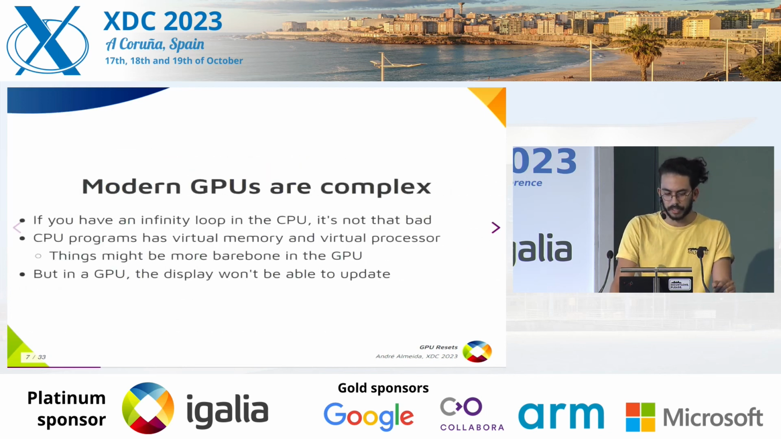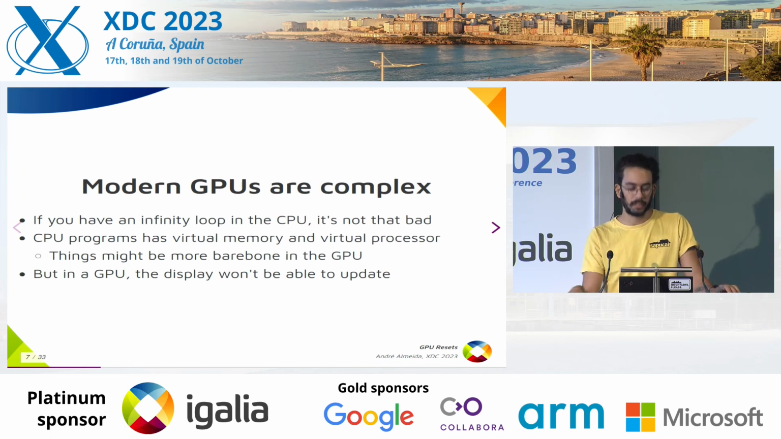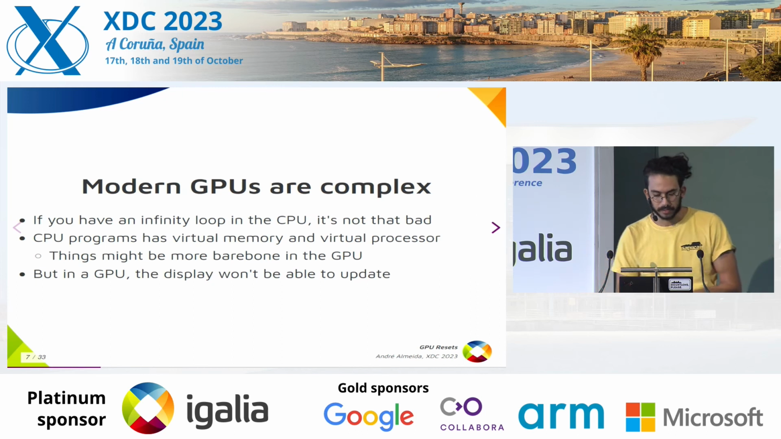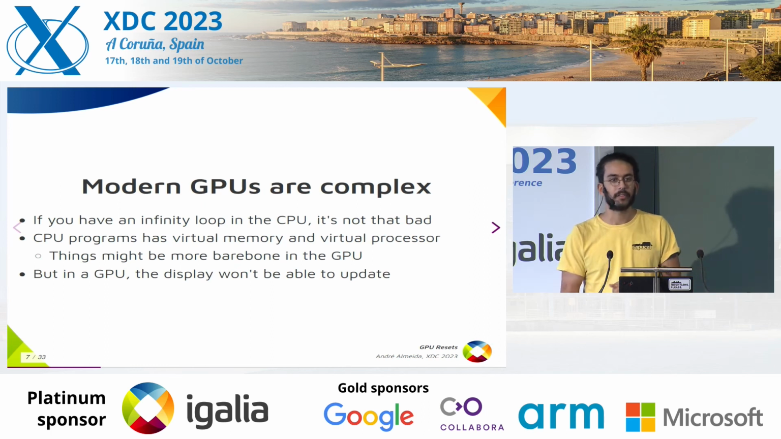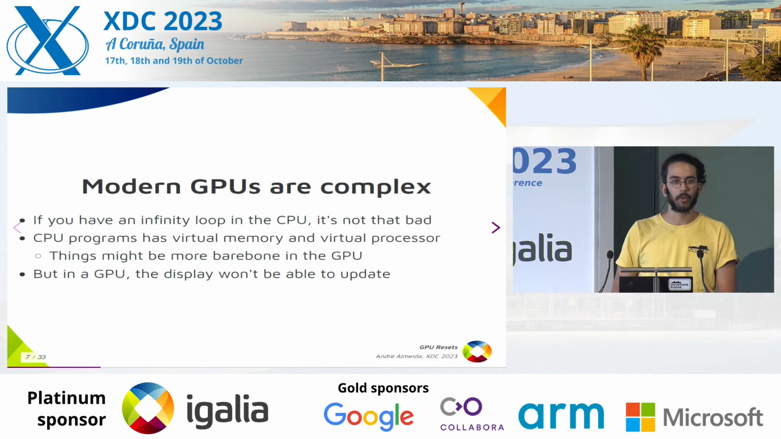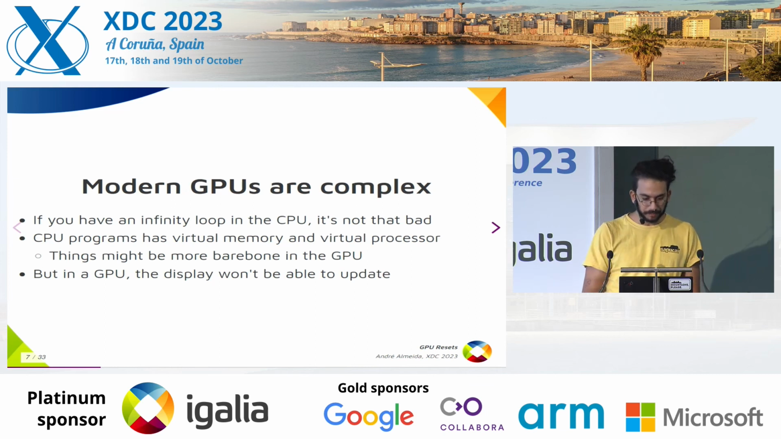And the thing is, if you have an infinite loop on the CPU, it's not that bad, because of the way that we abstract the CPUs, we kind of have isolation of processes and this kind of stuff. So it's very rare that one bad program can completely take down your computer, because the task scheduler will try to give everyone a chance to work.